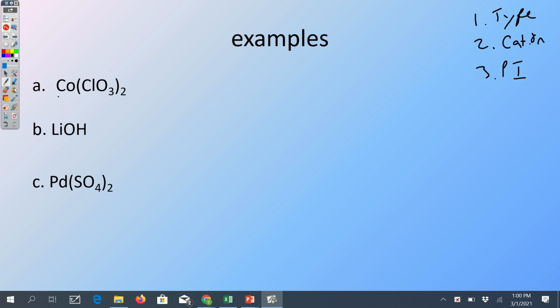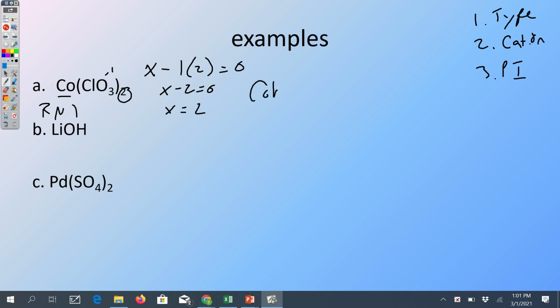All right, so Co is a Roman numeral ionic. So I'm going to say Co's charge is X, minus the charge of ClO3, which is -1. So -1 times there's 2 of them equals 0. So X minus 2 equals 0. So X equals 2. Co is cobalt, parentheses 2, ClO3 is chlorate.